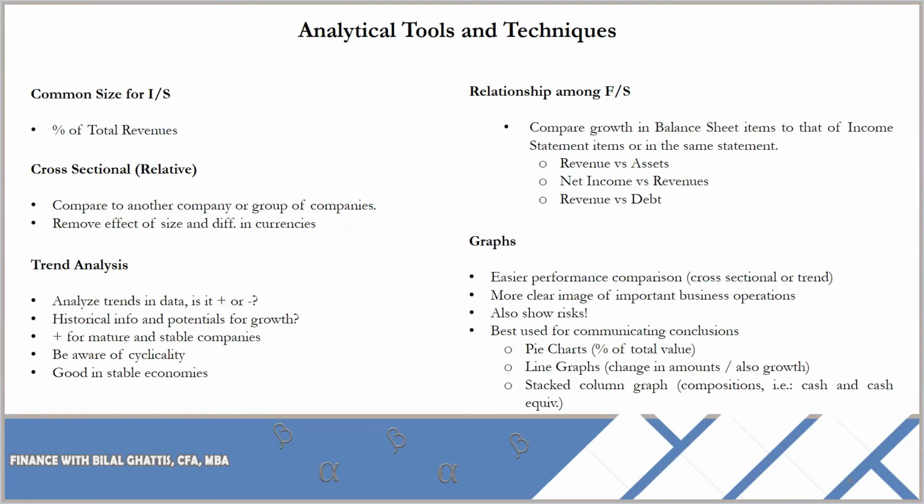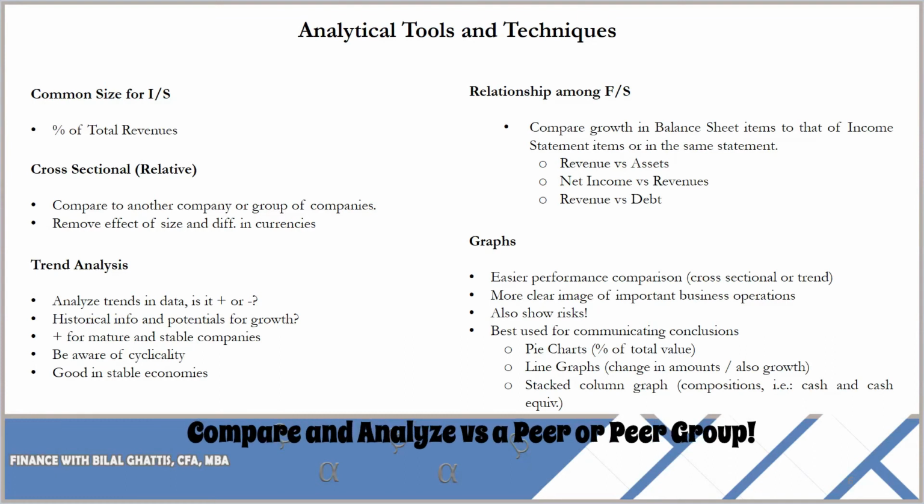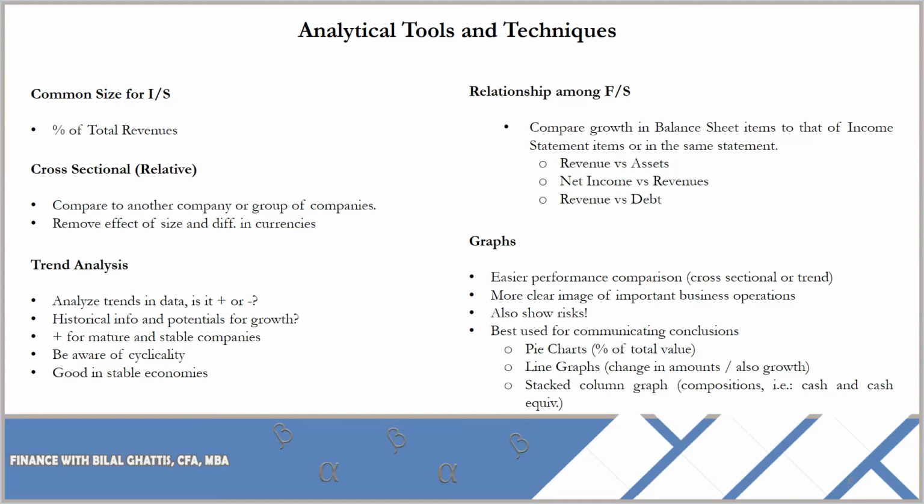Then we talk about the cross-sectional analysis. Cross-sectional analysis is whenever we analyze ourselves with a peer or a group of peers. And again, always remember to compare yourself with something that looks like you. Do not compare bananas to watermelons. Compare apples to apples. Okay, this is very important.